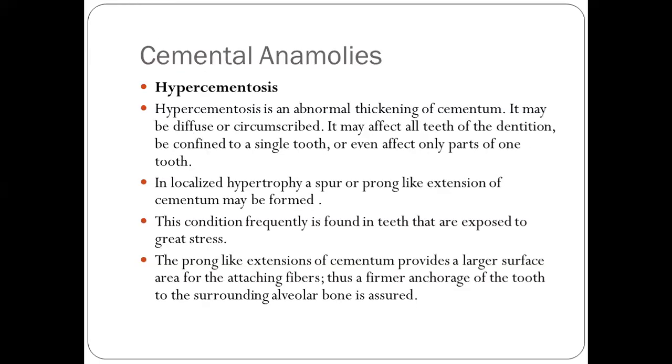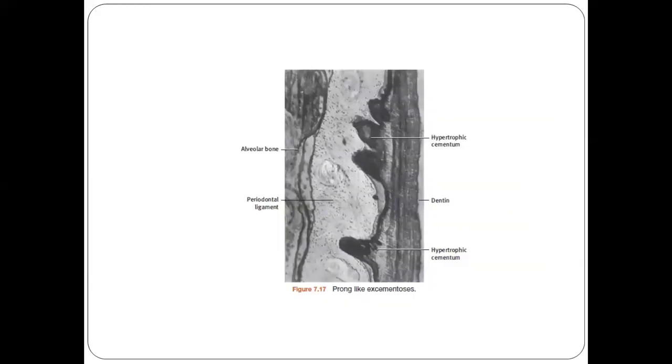Now the cemental anomalies. Hypercementosis is an abnormal thickening of the cementum. It may be diffuse or circumscribed. It may affect all the teeth of the dentition, be confined to a single tooth, or even affect only part of one tooth. In localized hypertrophy, spur or prong-like extensions of cementum may be formed. This condition is frequently found in teeth that are exposed to great stress. These prong-like extensions of cementum provide a larger surface area for attaching fibers. Thus, fiber anchorage of the tooth to the surrounding alveolar bone is assured.